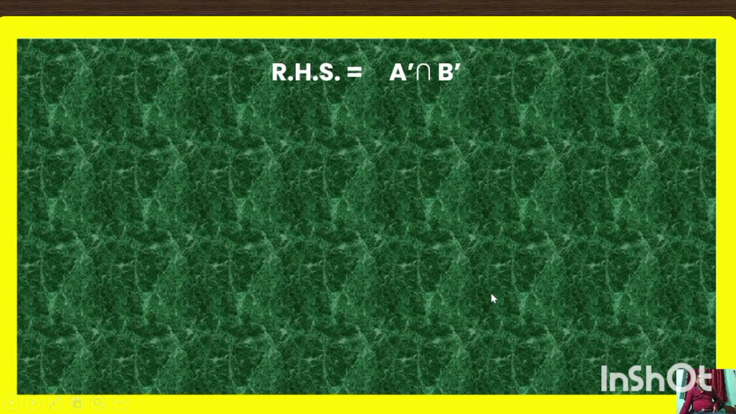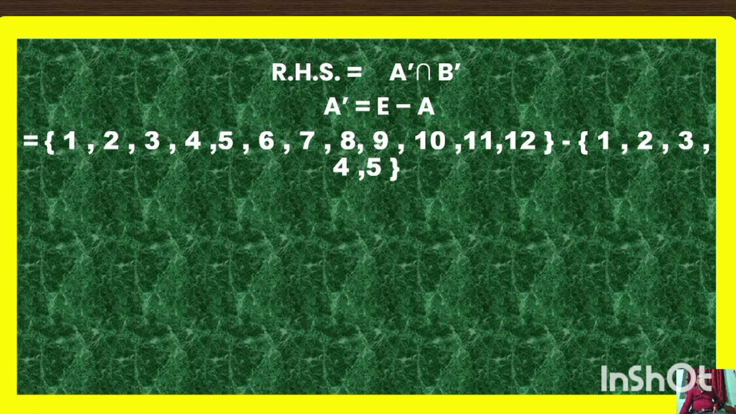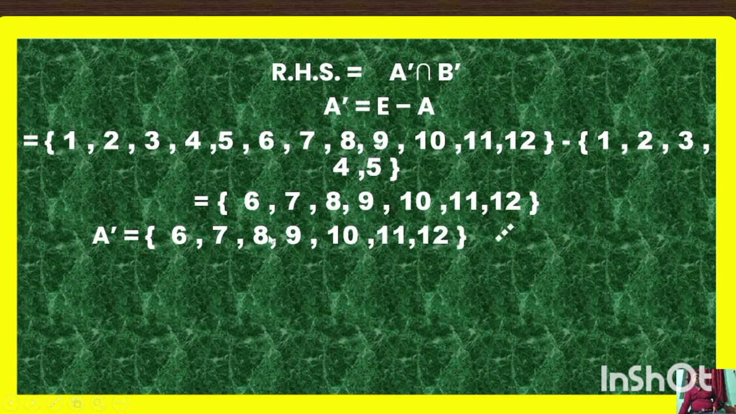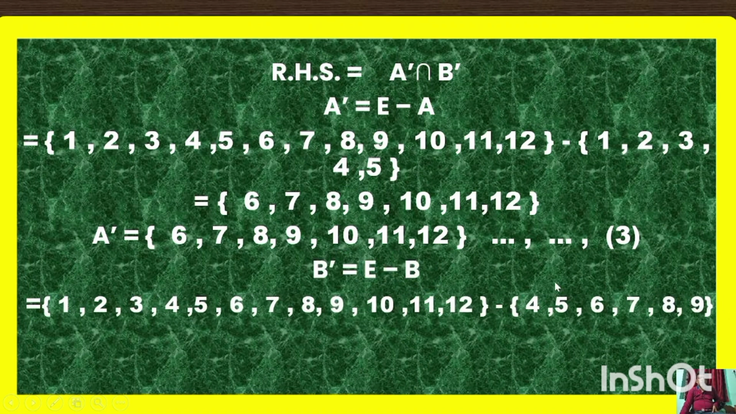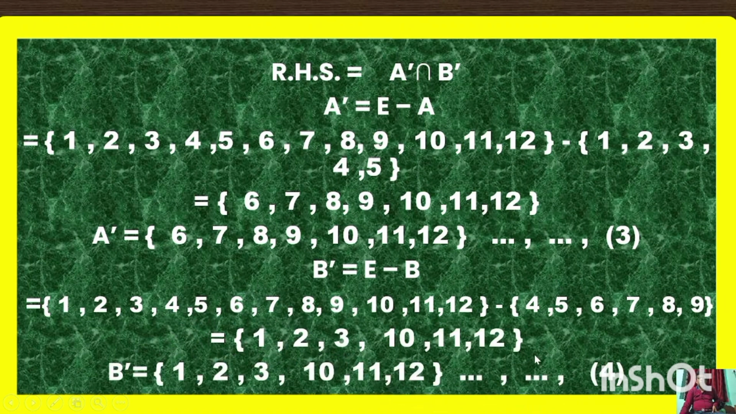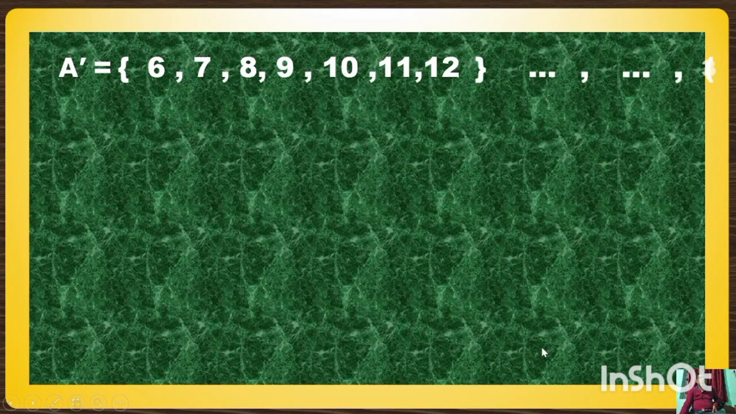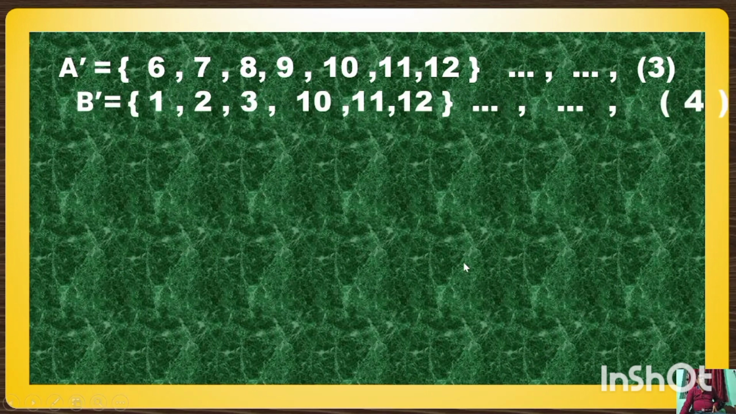Using the concept of difference of sets, similarly for the RHS, right hand side, A dash intersection B dash. A dash means E difference A, which is the difference of the universal set and the set A. Then you find A dash is equal to {6, 7, 8, 9, 10, 11, 12}. B dash is E difference B, which is {1, 2, 3, 10, 11, 12}. Then, with A dash and B dash, you again find A dash intersection B dash.